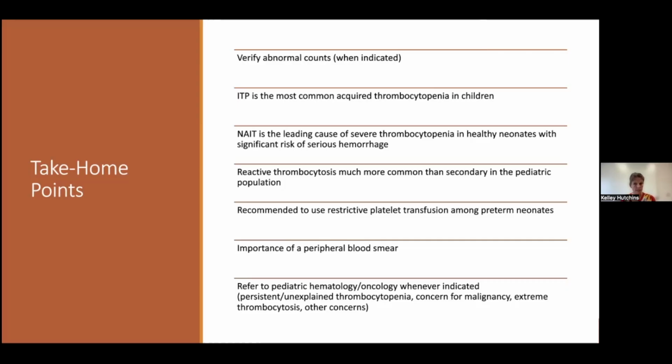Reactive thrombocytosis is much more common than secondary in our patients. The recommended use of restricted platelet counts in our premature neonates. So again, the less than 25 compared to 50. The importance of the peripheral smear and how important it could be. And then just knowing again that you can always refer whenever you're worried ultimately.